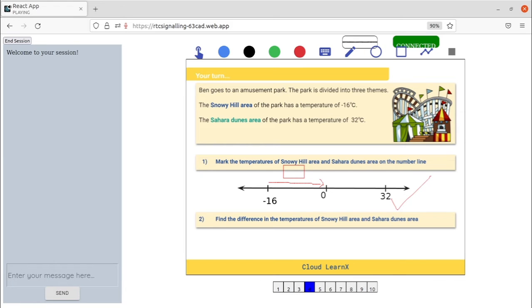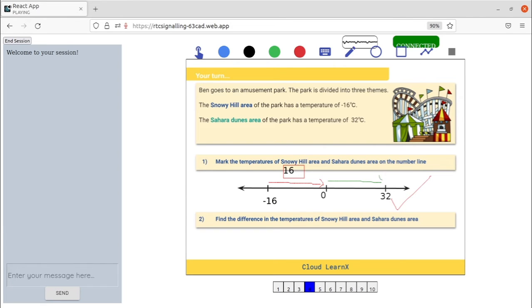So the gap between negative 16 and 0 is 16. Okay, shall we write that inside the box? Good. And the gap between 32 and 0 is 32.